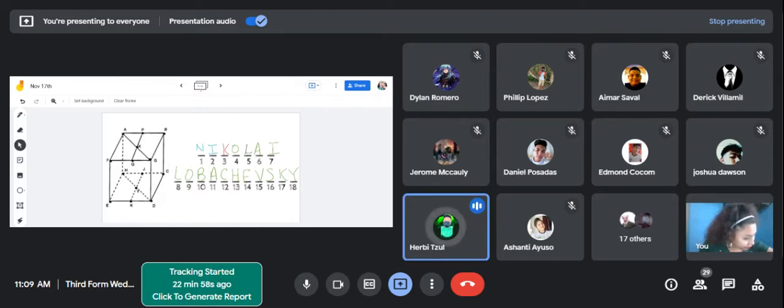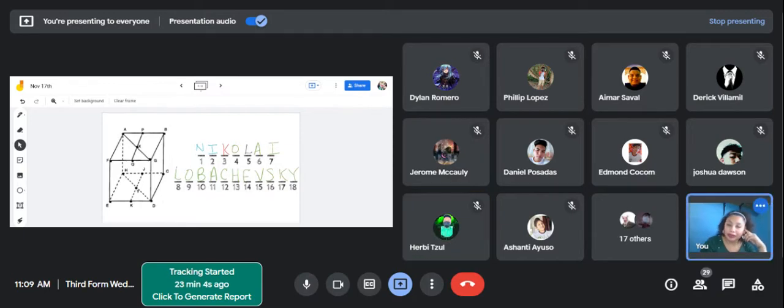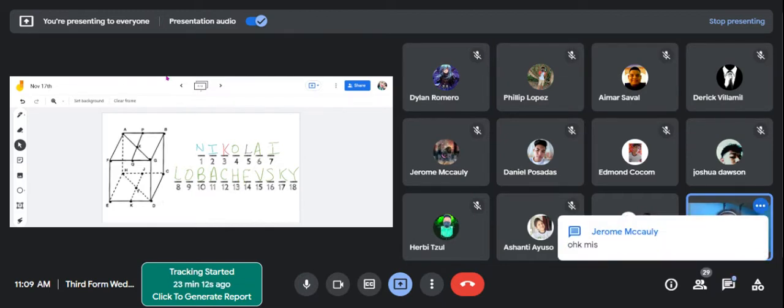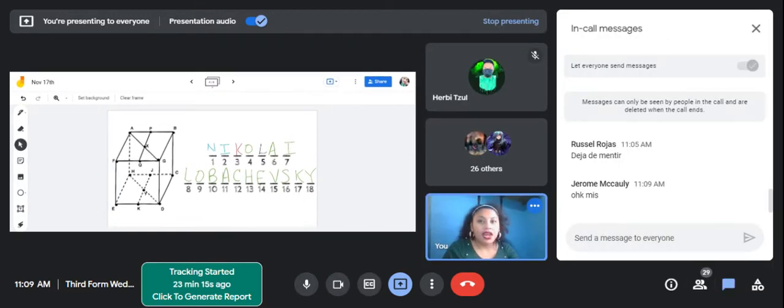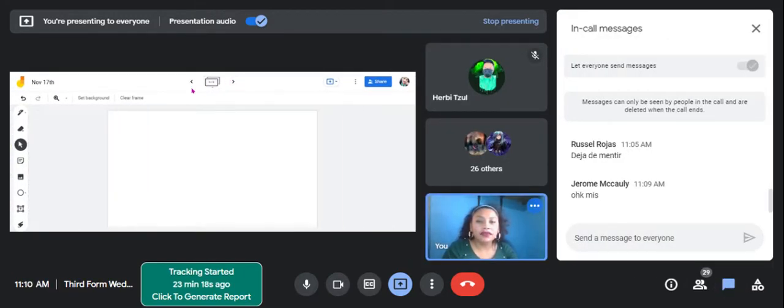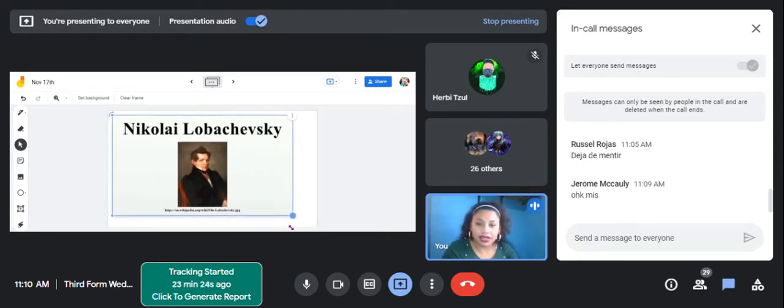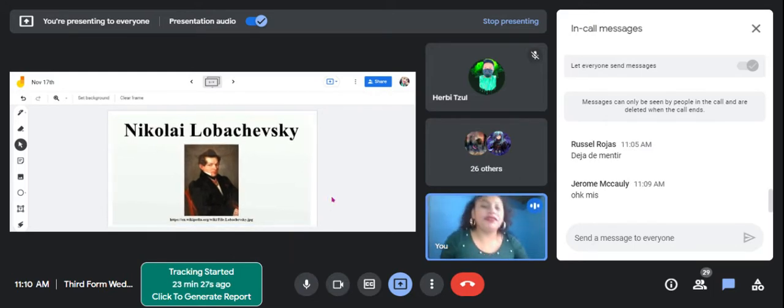Yes? Miss, but that's a picture. How are we gonna type, or can we just type the name at the bottom? Yep, you can type it at the bottom. Either that or you can create a text box, whichever one is easier for you. Okay, guys. And then the person that that name represents is this one. He is one of the famous persons that helped to find so many things in geometry, which is the concept that we are covering.